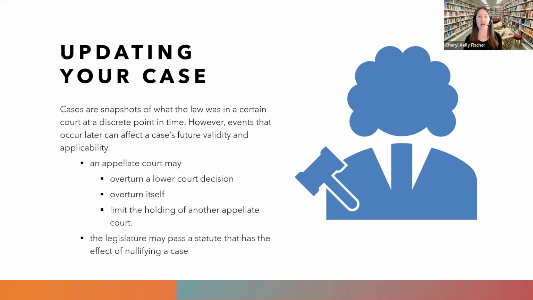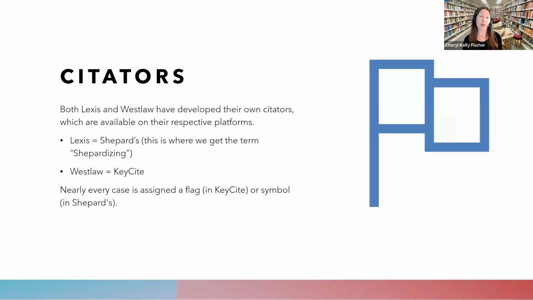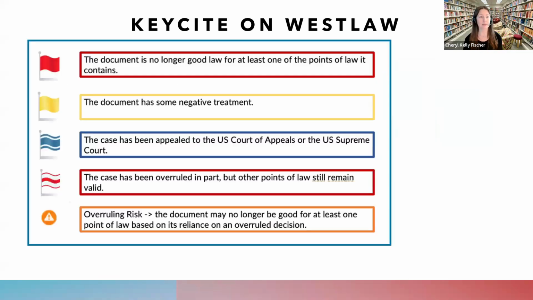The process is called updating a case, though in practice most people call it shepherdizing. And the citators are the tools that we use to help us do it. So both Lexis and Westlaw have developed their own citators, which are available on their platforms, of course. Lexis is called Shepherds, and this is where we get that term shepherdizing. Westlaw's citator is called KeyCite. Nearly every case in these two platforms is assigned a flag in KeyCite or a symbol in Shepherds.